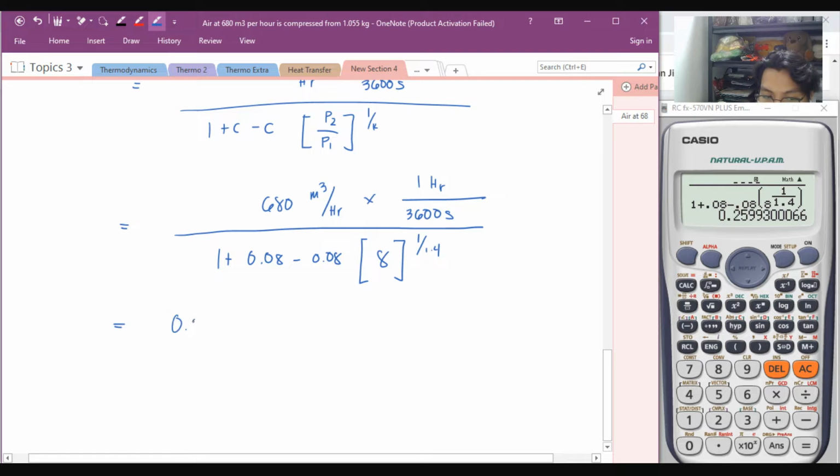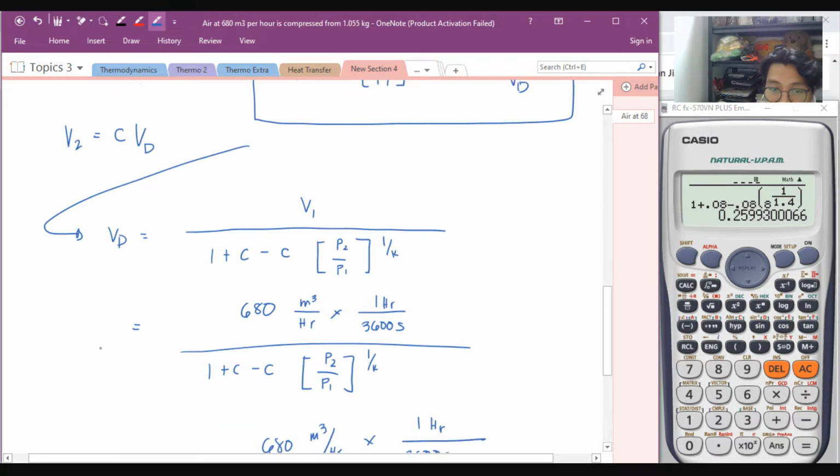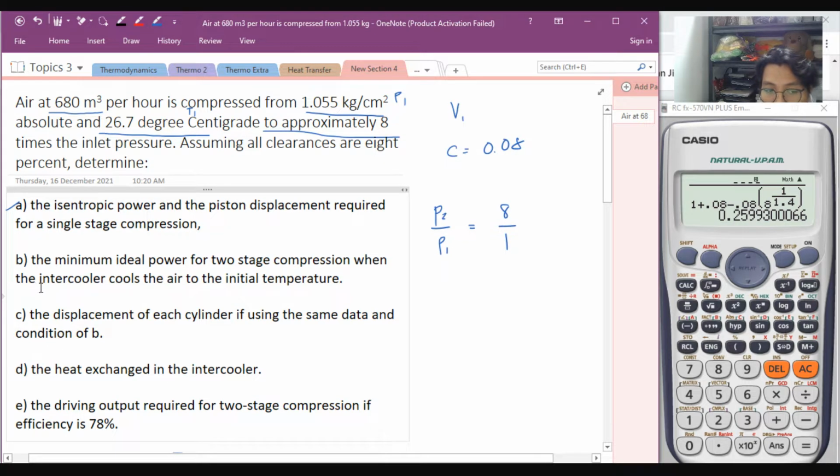So, 0.2599. Approximately 0.26 cubic meter in every second. Okay, that is the volume displaced. That answers the question. How about B? The minimum ideal power, without losses, for two-stage compression when the intercooler cools the air to the initial temperature. So, the minimum ideal power.